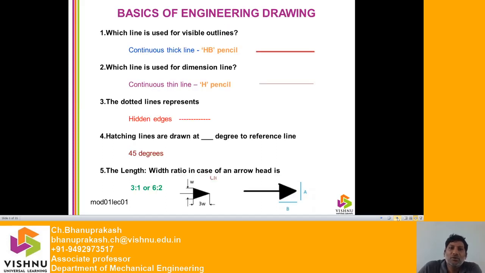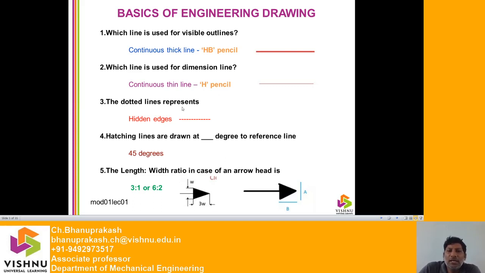Basics of engineering drawing. So the first question: which line is used for visible outlines? That is a continuous thick line. Which pencil do we have to use? HB pencil. Next one, which line is used for dimension lines? That is a continuous thin line. Which pencil do we want to use here? H pencil.